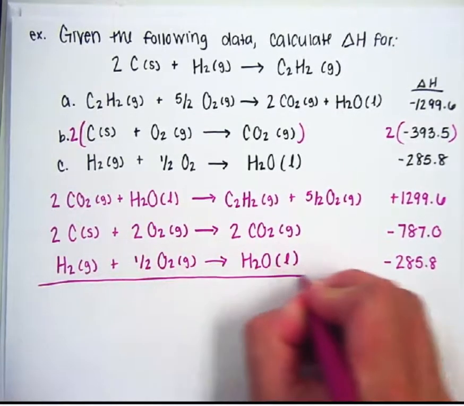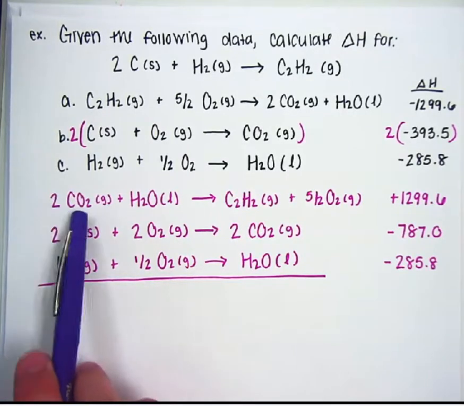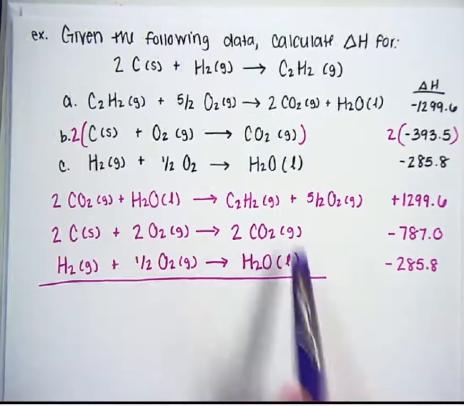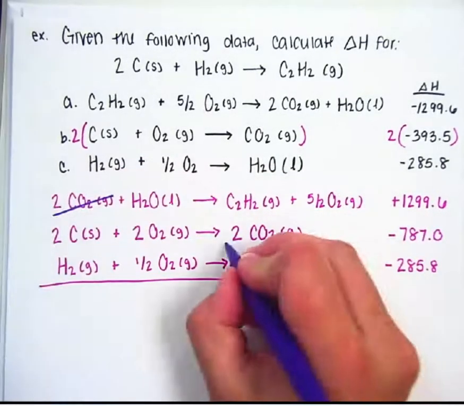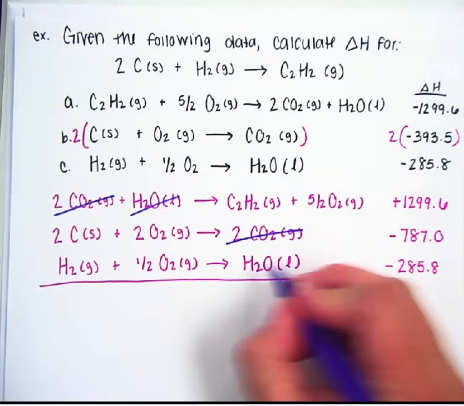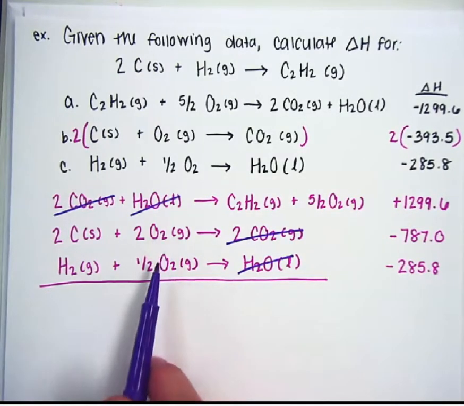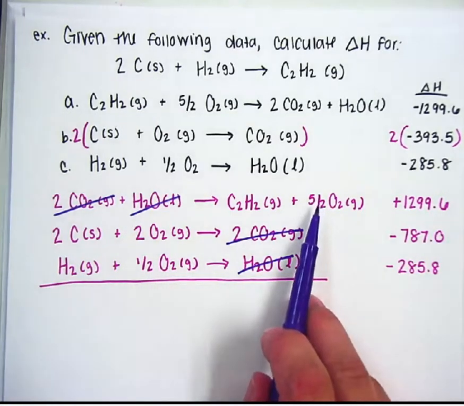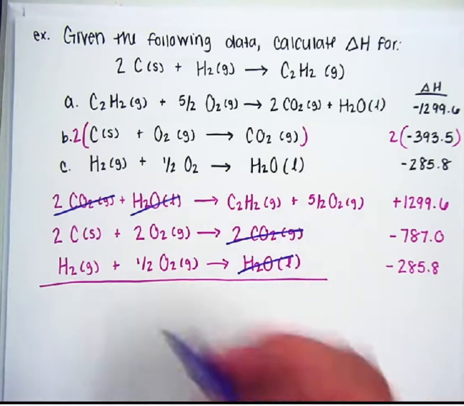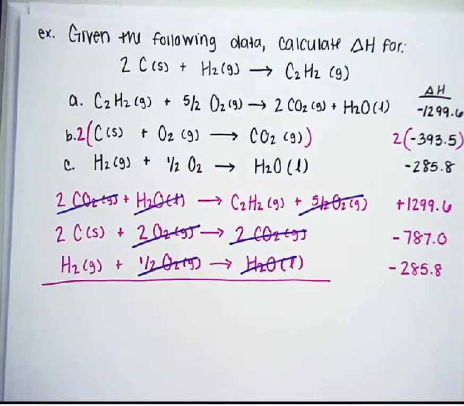Now let's go through and cancel and see if we ended up where we need to end up. On the left, 2 moles carbon dioxide gas. On the right, 2 moles of carbon dioxide gas. Cancel them out. 1 mole of liquid water, 1 mole of liquid water. Let's look at all of our oxygens. On the left, I have 5 halves, which is 2.5 oxygens. Cancel out 2.5 oxygens. Let's bring down whatever we have left.